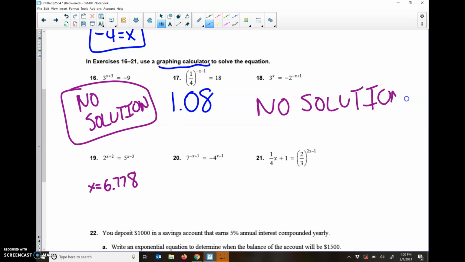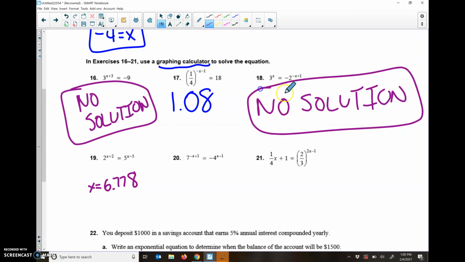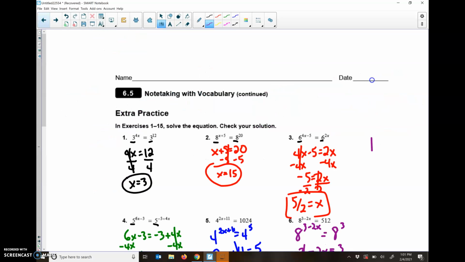Okay, so again, you can use the calculator for all these, but if you're scrolling, trying to figure out where they touch, it might take you longer. It just might be easier just to figure out the math, especially on some of these on this page. Just figure out the math and see when they're both the same.